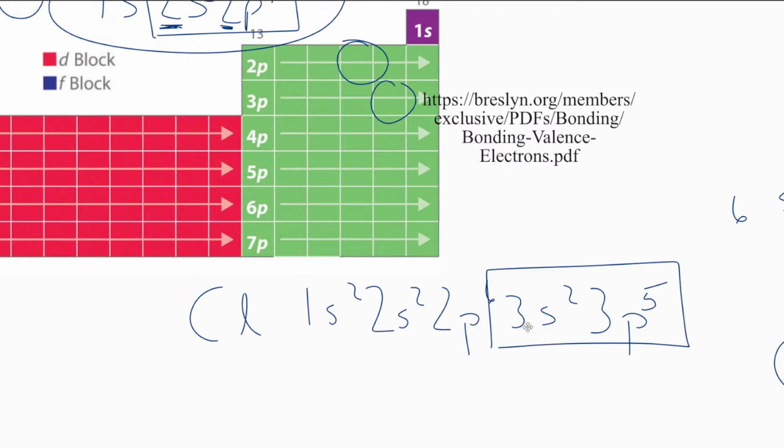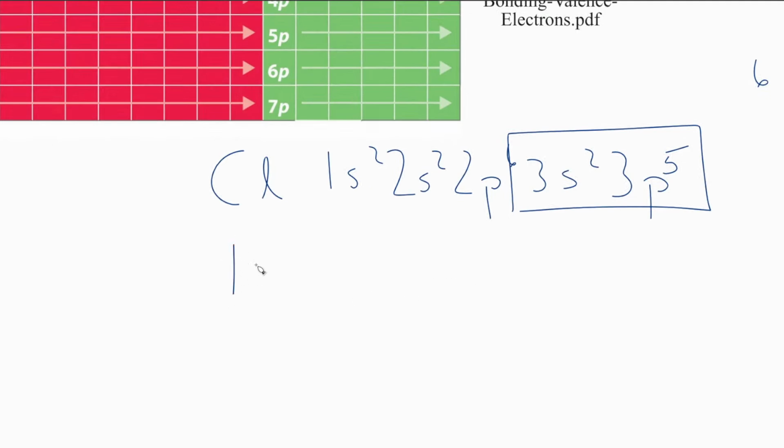Potassium, that's 19. So 1s2, 2s2, same thing as chlorine. And then we have 2s2, 2p6.